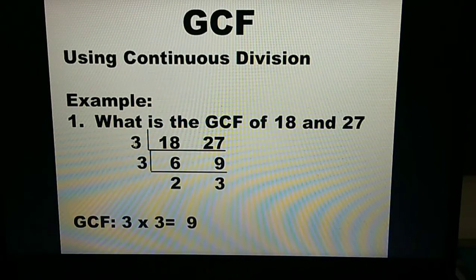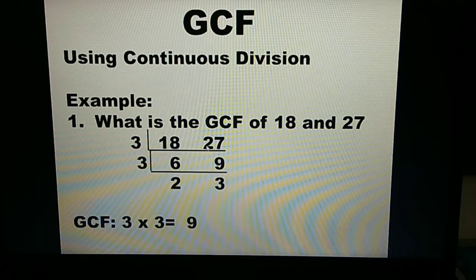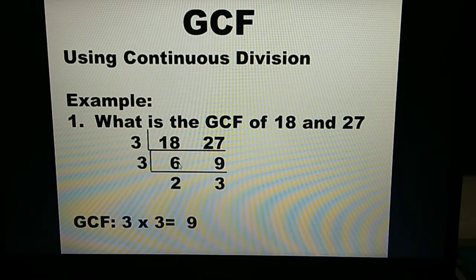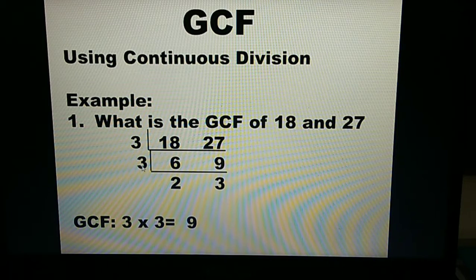18 divided by 3 is 6. Then, 27 divided by 3 is 9. So, isinulat natin siya in the next row. Okay, we have 6 and 9. So, looking at the number 6 and 9, they have common factor, which is 3 also. So, let us repeat the process.